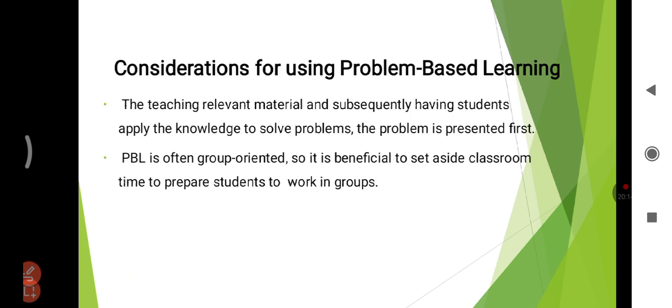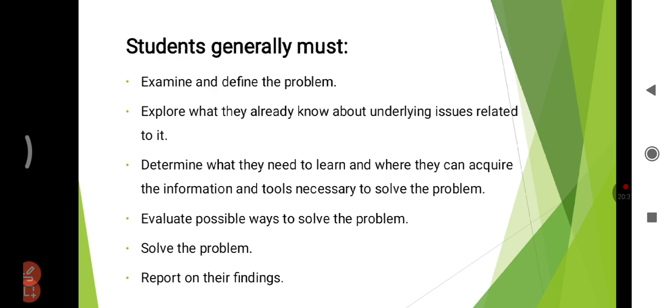Considerations for using problem based learning: relevant material, students apply the knowledge to solve the problems presented. PBL is group oriented, with the benefit of preparing students to work in groups. Students generally must define the problem, explore what they already know about underlying issues related to it, determine what they need to learn and where they can acquire the information and tools necessary to solve the problem, evaluate possible ways to solve the problem, and report on the findings.